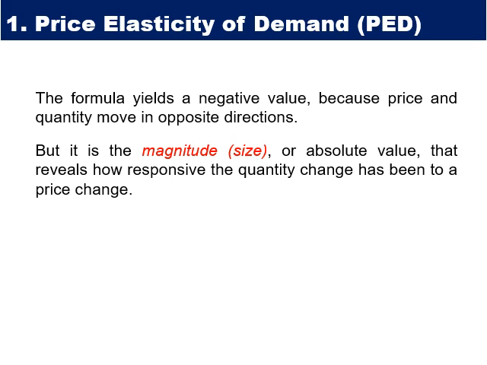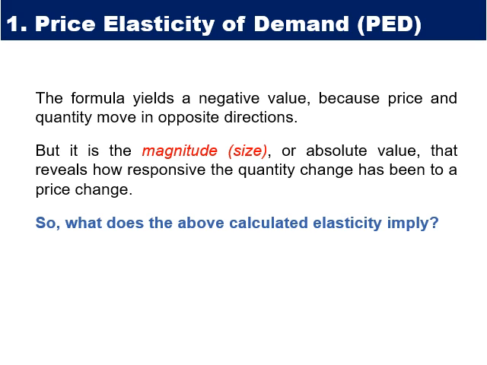The price elasticity of demand is negative. Why? Because we know that price and quantity move in opposite directions. So when price increases, the quantity will decrease. So this negative sign just reflects the negative relationship between the price of the commodity and the quantity demanded of the commodity, as we have explained in chapter 3.